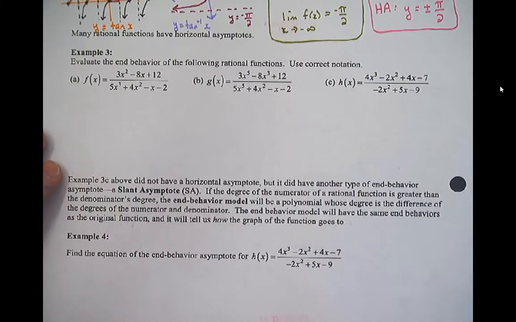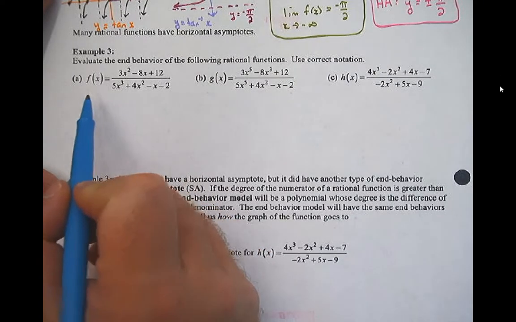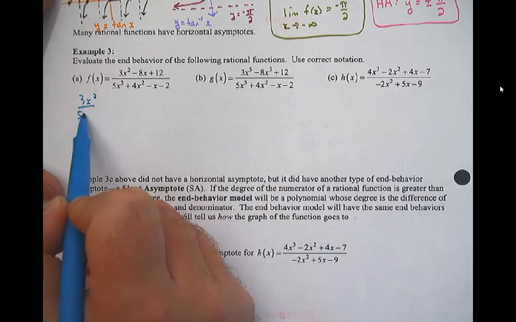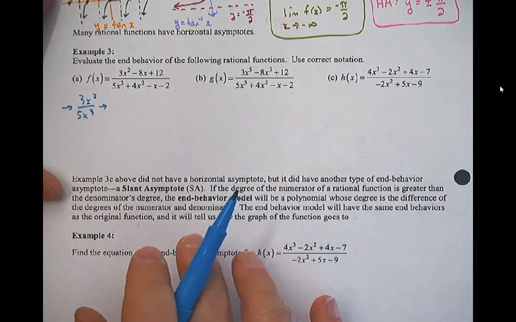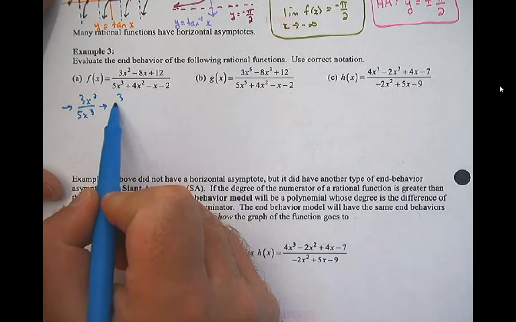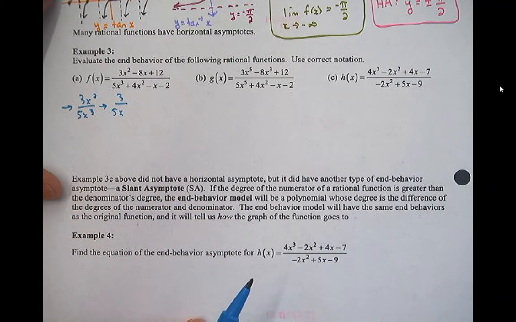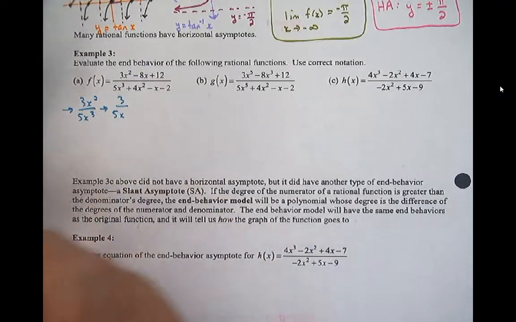So, evaluate the end behavior of the following rational functions. A couple of things to remember here. We're going to ignore everything except the leading terms. So this becomes 3x squared over 5x cubed. Now notice it's not equal to that. That's why I write these arrows, because they just behave the same way. If I asked you to clean this up, you would say that there would be a 3 on the top and a 5x on the bottom, because you can kill off two of those x's.